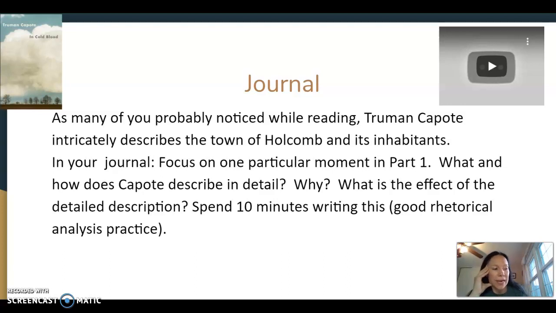You can pick a couple of pages of part one to look at a character that he seems to be describing, a setting he seems to be describing, and just write about why he's doing that. So keep in mind, again, this is a rhetorical analysis skill, right? So we're prepping for the test right now, looking at how a writer uses descriptive details and why they use them and what the effect on the reader is, definitely a rhetorical strategy that you can look at and analyze. So this is really worthwhile.